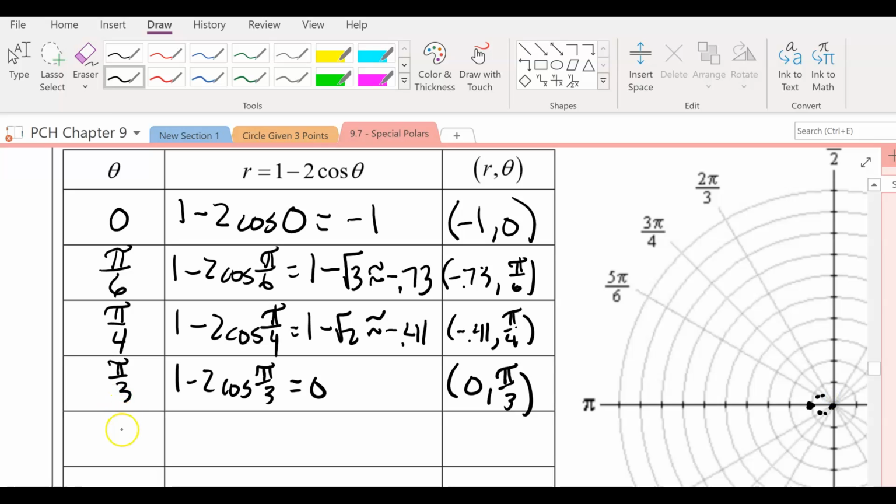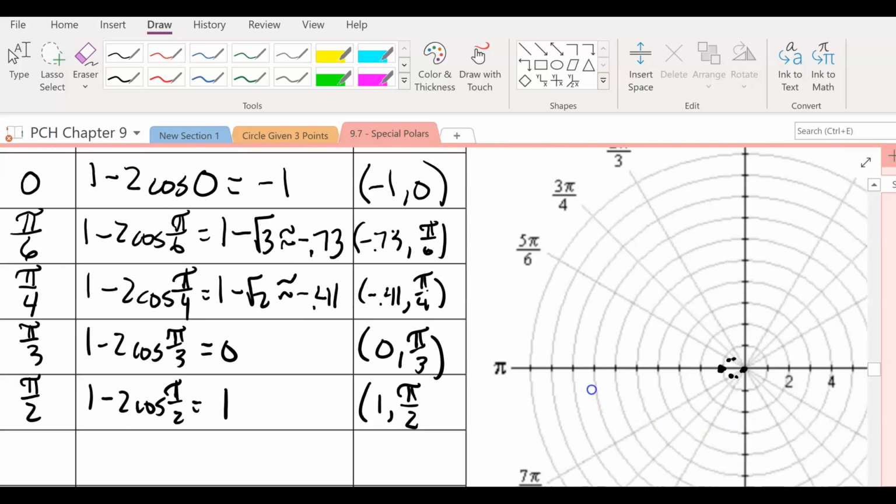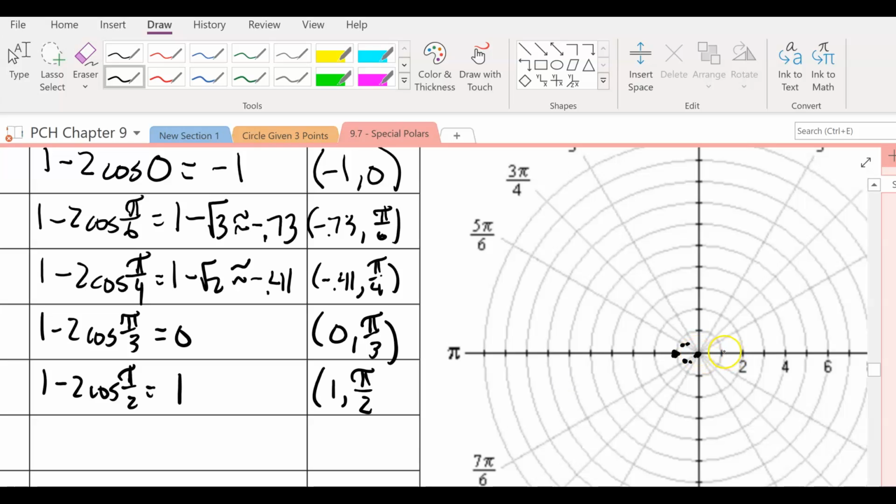And next we've got pi over 2. So 1 minus 2 cosine pi over 2. Cosine of pi over 2 is 0. So it's going to be 1 minus 0, which is 1. So I have 1, pi over 2. So 1, pi over 2, and then we'll reflect that over the polar axis as well.